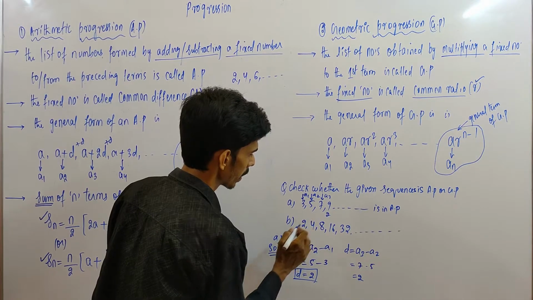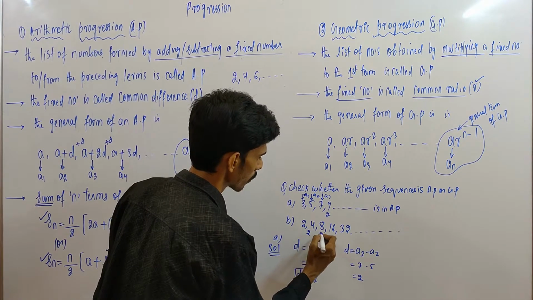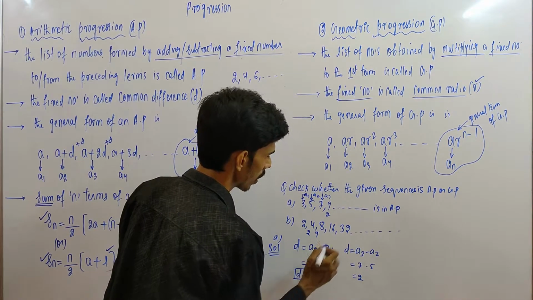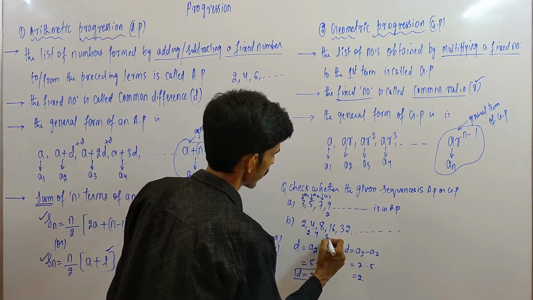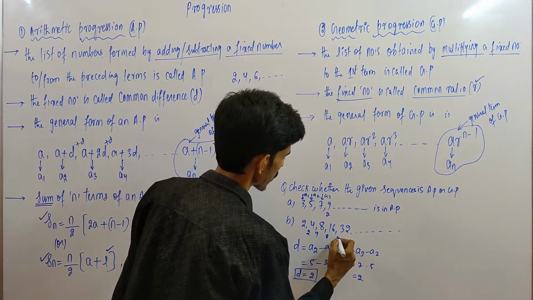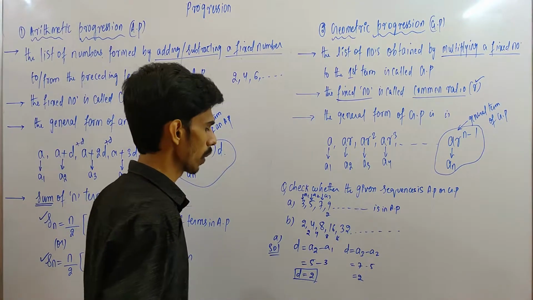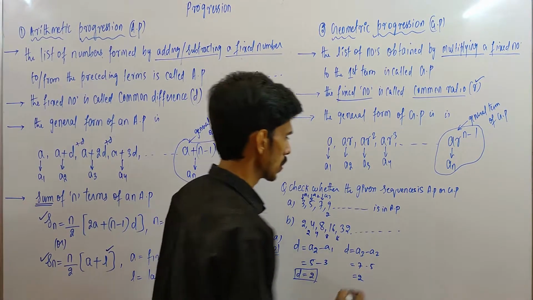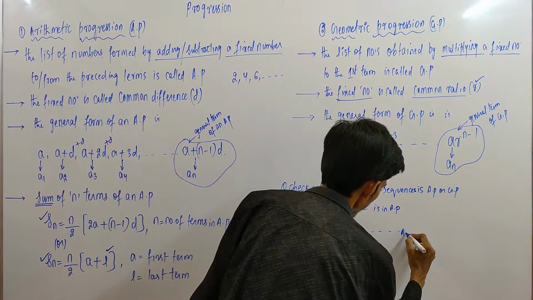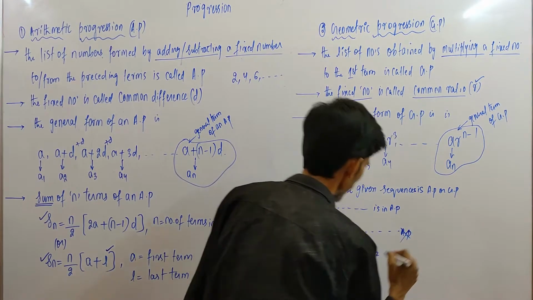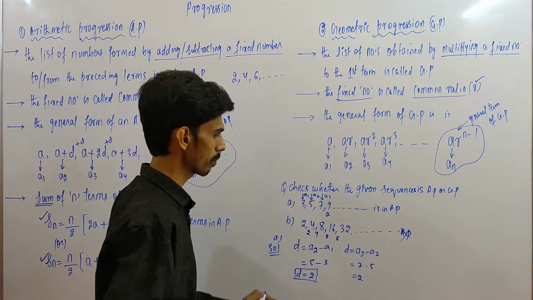Now subtract: 4 minus 2 we have 2, 8 minus 4 we have 4, 16 minus 8 we have 8, 32 minus 16 we have 16. So here the difference is not the same. So this is not AP. Let us check for geometric progression.